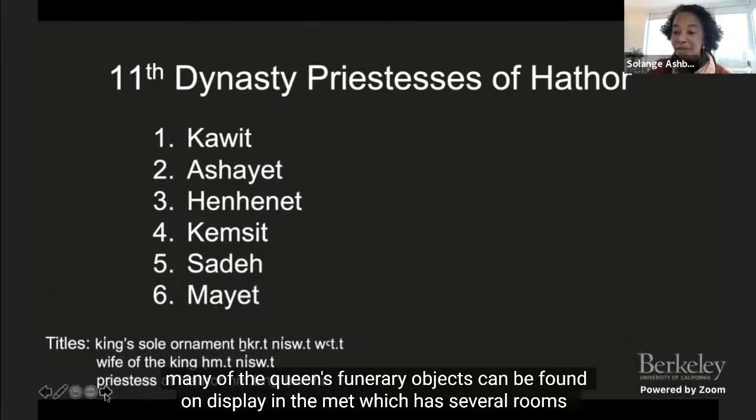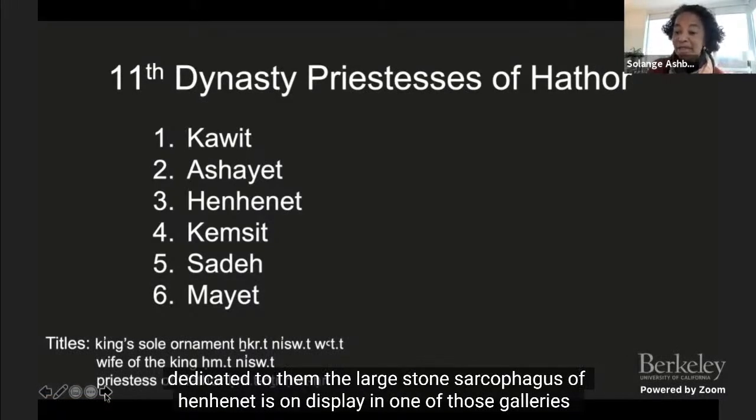Many of the Queen's funerary objects can be found on display in the Met, which has several rooms dedicated to them. The large stone sarcophagus of Henhanit is on display in one of those galleries.